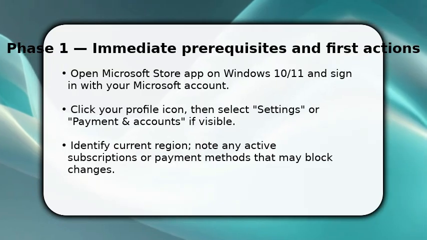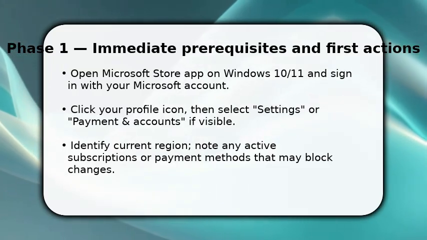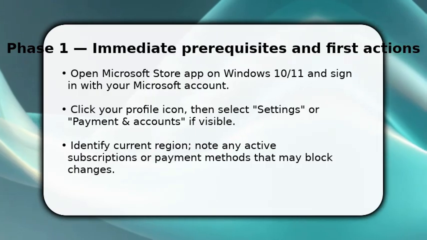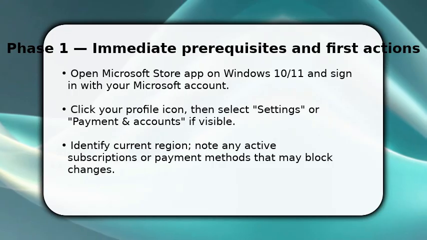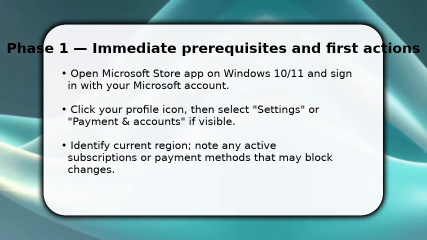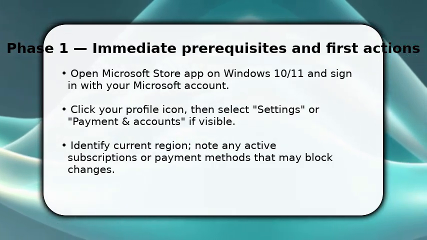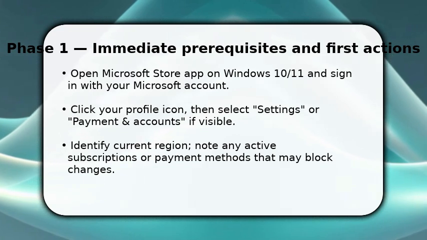You need to confirm which region is active because subscriptions or saved payment methods can prevent changes, so check those now. This step begins the change. It prepares your account so you don't hit errors later. Now switch the account level region which controls store currency.